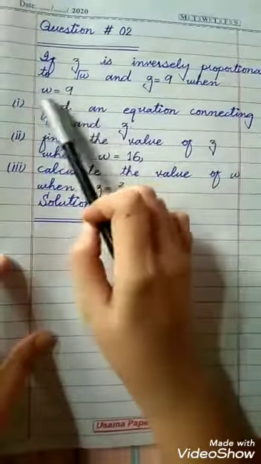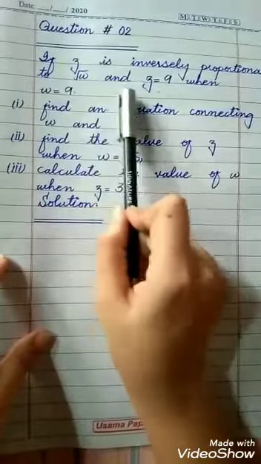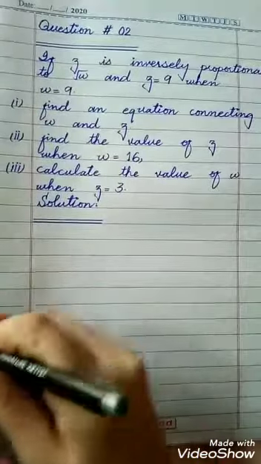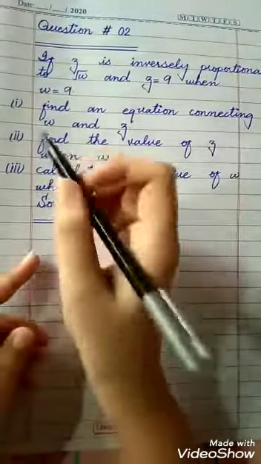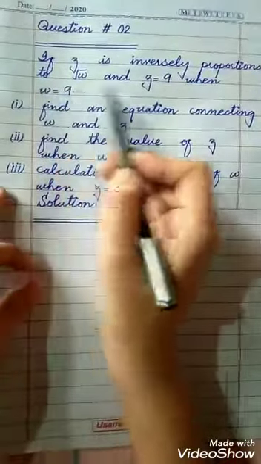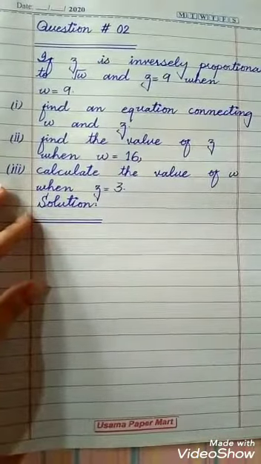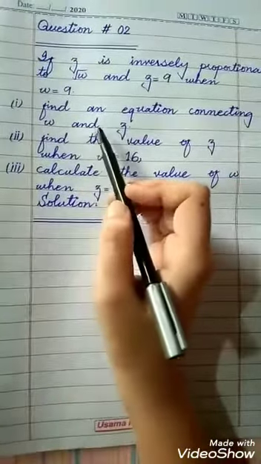If Z is inversely proportional to the square root of W, and Z is equal to 9 when W is equal to 9. The relation is inversely proportional. This inverse proportion relation is given, and W is equal to 9, Z is equal to 9. Both values of W and Z are given. Three parts are given to find the values of. First, find an equation connecting Z and W.